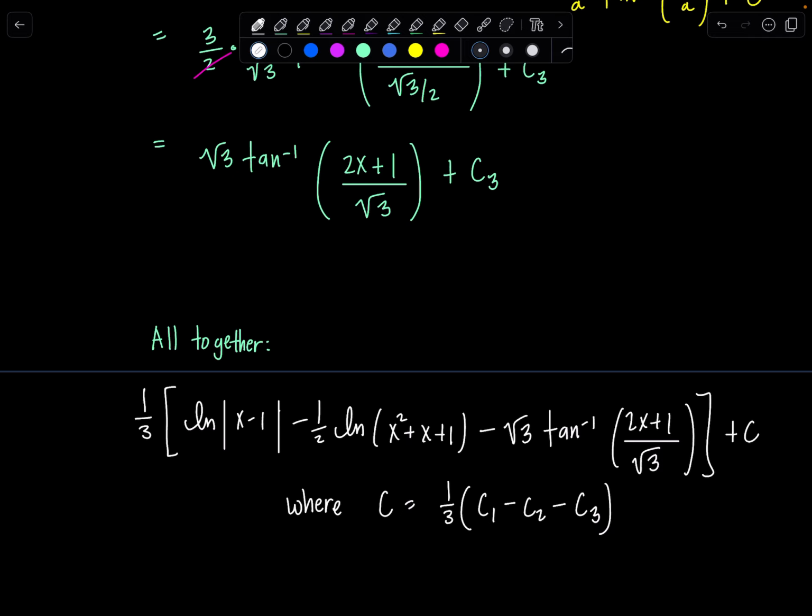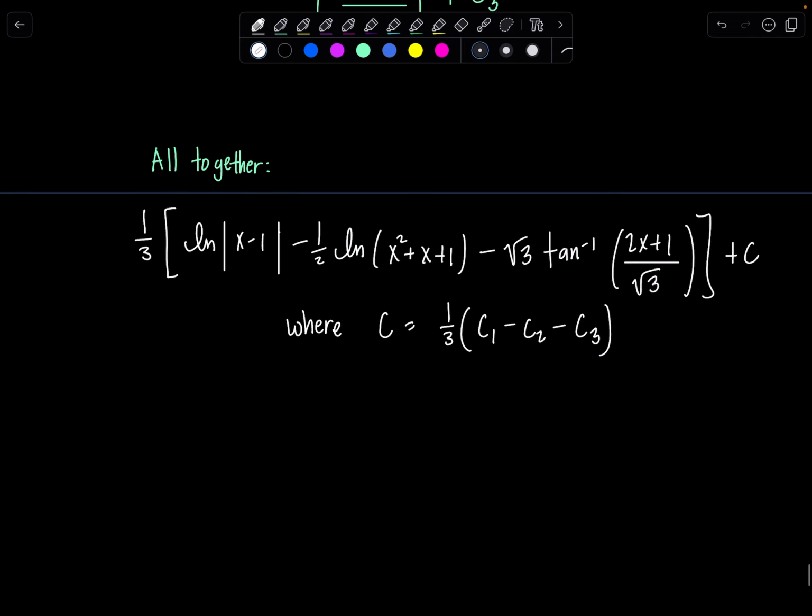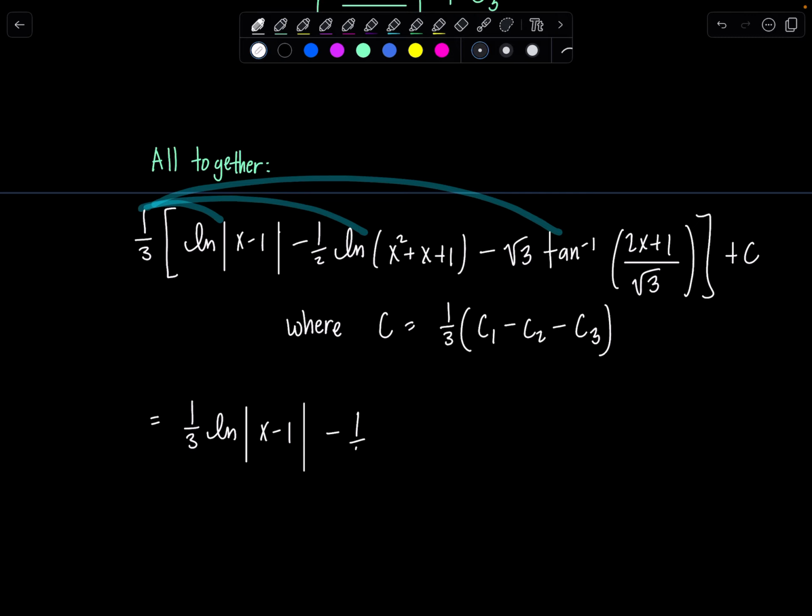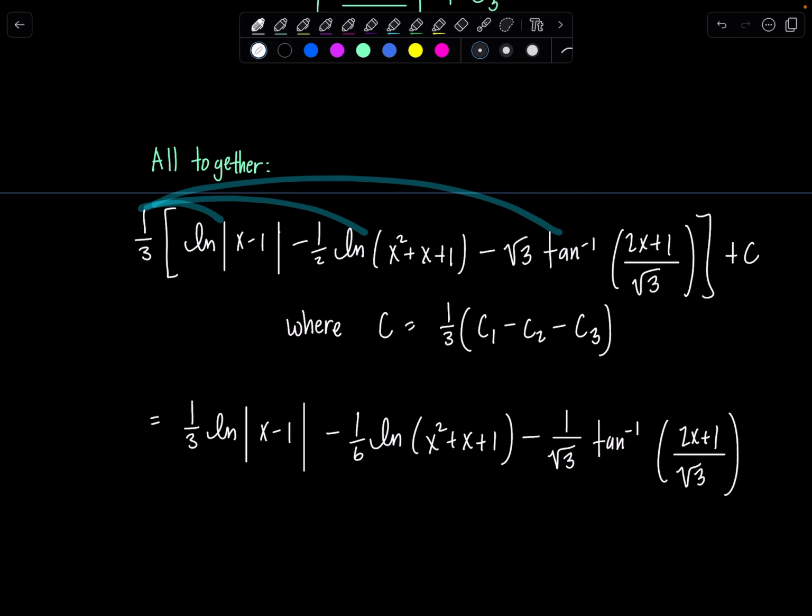Okay, perfect. Then let's see if we can further simplify. Indeed I can, because I can distribute this 1/3 through and clean up. So now we've got 1/3 ln absolute value x minus 1 minus, this is now 1/6 ln x squared plus x plus 1 minus rad 3 over 3. You could leave it like that, but we're just in this whole vibe of not rationalizing denominators, so let's keep it going. 1 over rad 3 tan inverse 2x plus 1 over rad 3 plus c.